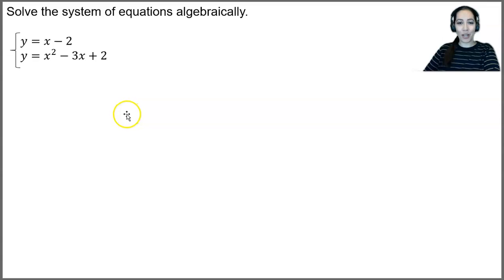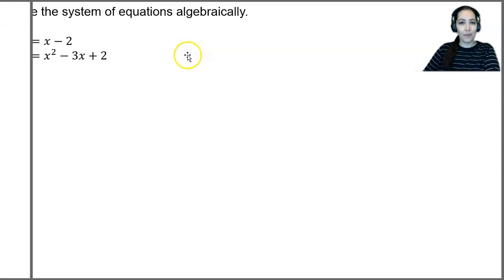Solve the system of equations algebraically. We have y equals x minus 2 and y equals x squared minus 3x plus 2. How am I going to solve the system algebraically?